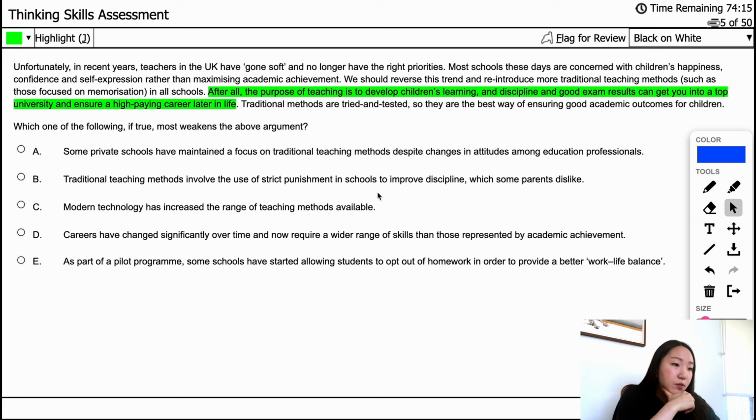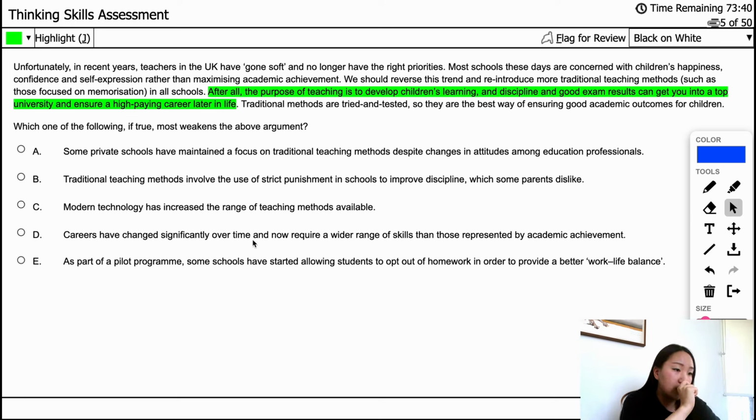Some private schools have maintained a focus on traditional teaching methods despite changes in attitudes among education professionals. That's beyond the scope of this. So now it's talking about what private schools do. We don't really care about that. Traditional teaching methods also involve the use of strict punishment in schools to improve discipline, which some parents dislike. Hopefully you can see that's, again, besides the point. It's just talking about what traditional teaching methods might involve. Modern technology has increased the range of teaching methods available. That's great, but again, beyond the scope of this, we're not discussing technology. We're discussing two types of education methods.